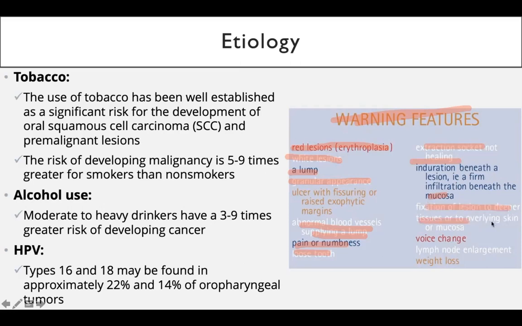Fixation of the lesion to deeper tissues or to the overlying skin or mucosa, as it is getting beyond the skin. The fibrous tissues are getting deeper or beyond the skin, causing an overlying mass. Voice change towards the pharynx, pharyngeal area, or lymph nodes of that area. Lymph node enlargement, lymphadenopathy, and subsequent weight loss, especially in the last 3 months or 3 to 6 months. Significant weight loss is a cardinal feature of any cancer malignancy. Okay, so this is the etiology of premalignant lesions.